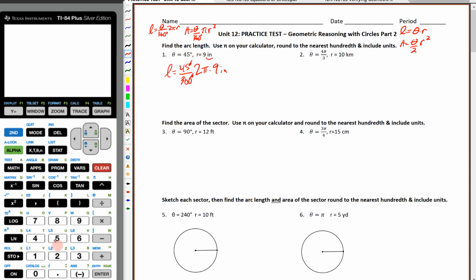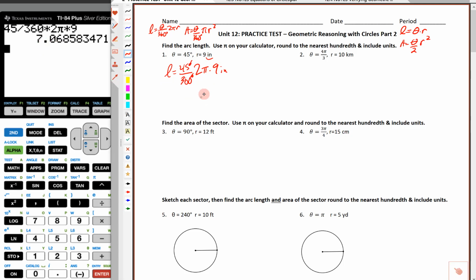So I'm going to do 45 divided by 360, and then I'm going to times that by 2 times pi times r. And r is 9 right here. So there's the expression, and then I get 7.068. So this is going to be 7.07, and I put the right units on there, so 7.07 inches, because it's kind of like a story problem. We probably had to simplify as much as we can here and help make sense of it.